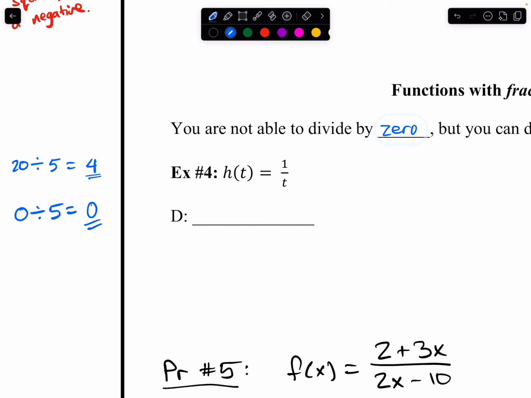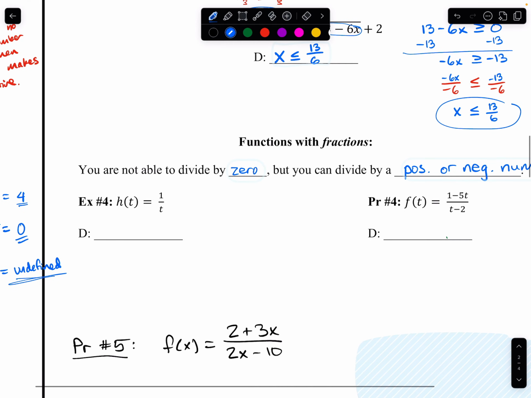The problem happens when you have a certain number of candy bars, say 20, and you want to share it evenly among no people at all. If I've got 20 candy bars and I want to split them up among 0 people, it doesn't really make sense to ask how many candy bars does each person get, because there are no people. This is undefined. We talked about this last semester when we were dealing with slope, and we had a vertical line where the slope had a rise, but the run was 0. We can't divide by 0.